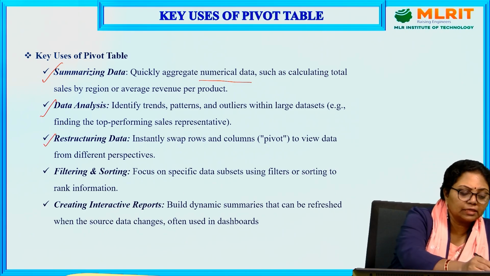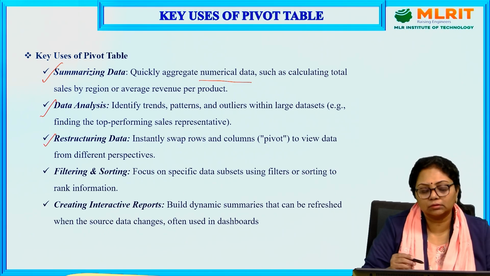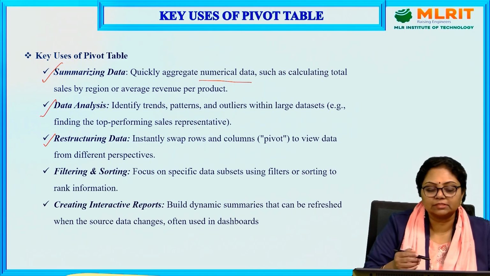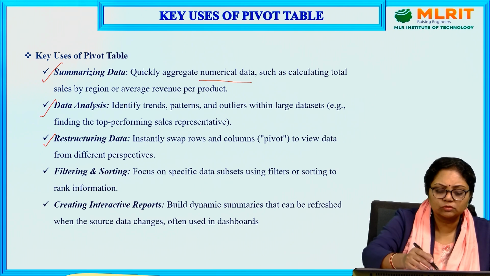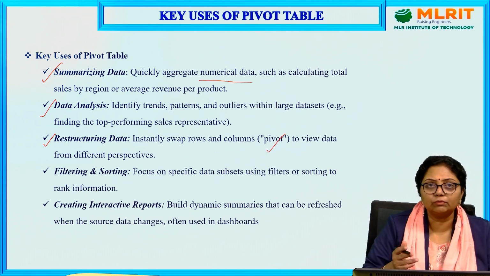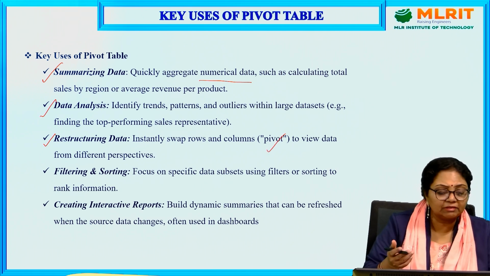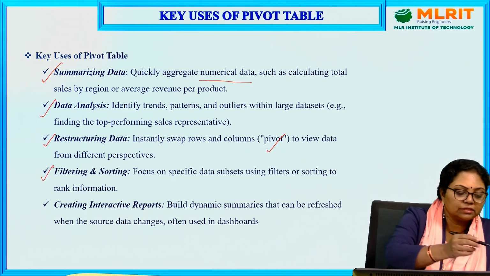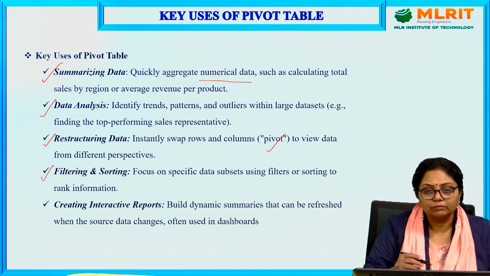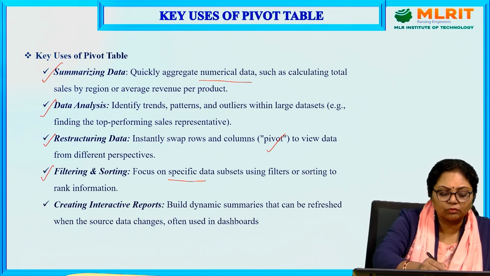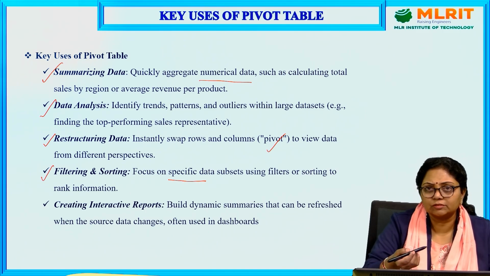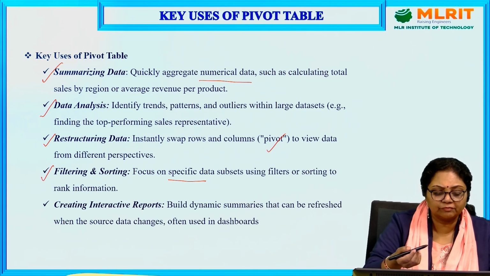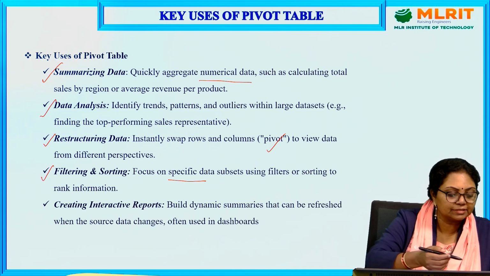The third key feature of a pivot table is restructuring data. We can swap between rows and columns. So simply we can say the pivot. We can view the data from different perspectives in the way we want. The fourth one is filtering and sorting. Here we focus on specific data subsets, and we can use filtering and sorting in different ways to filter and sort the data.